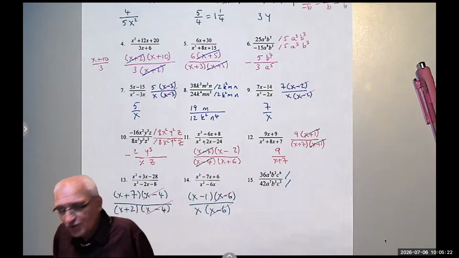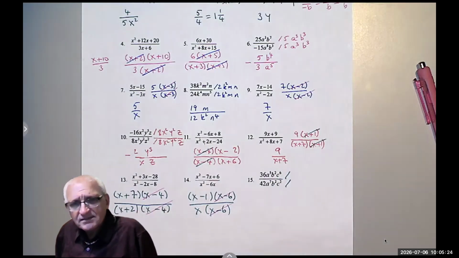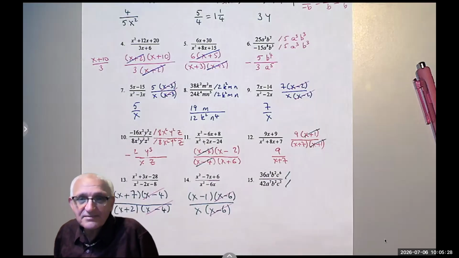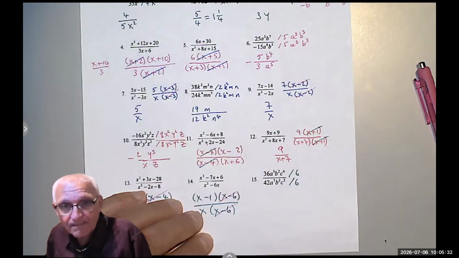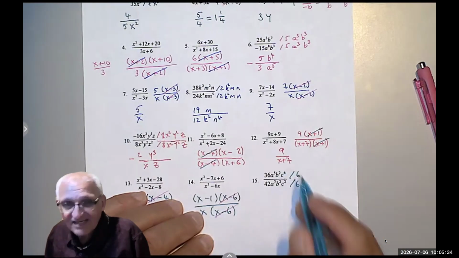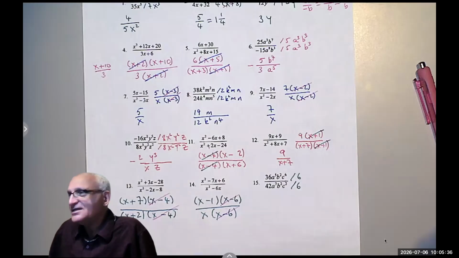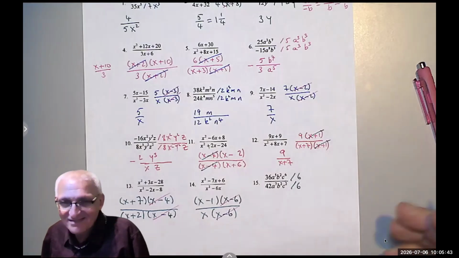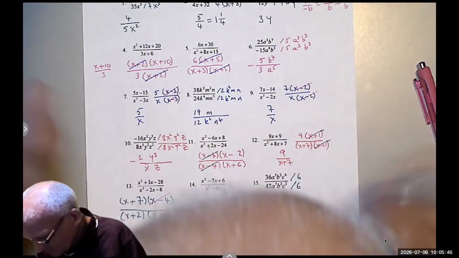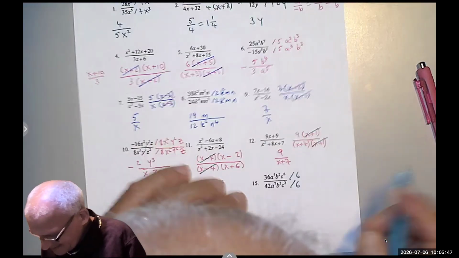36 and 42, what do you get? Yeah, 36 is 6 times 6, and 42 is 6 times 7. So I can divide top and bottom by 6, right? Because when I divide, I get 6 and 7. They don't have anything in common.